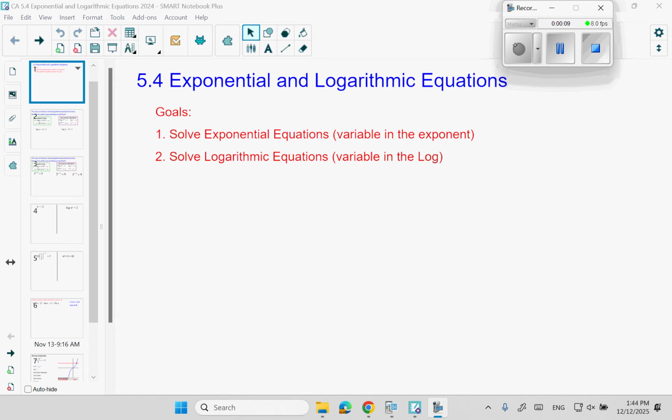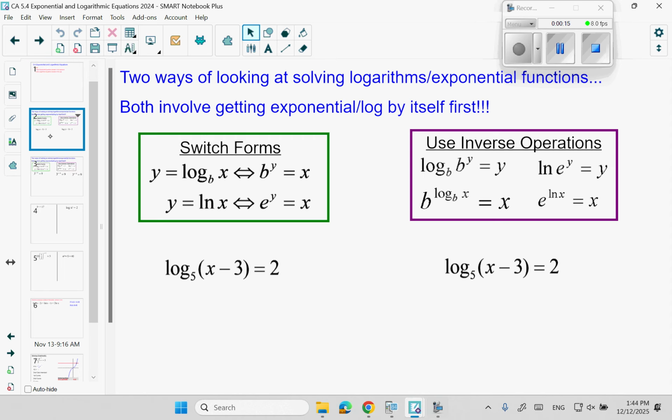So we're going to start solving today, or we touched on that a little bit in 5.3, but we're going to expand on that concept. So here, one thing we need to remember is switching forms. I always call it spiraling, where you start from the bottom and spiral out, so you get b to the y equals x. Remember that the implied base for natural log is an e, so the exact same idea works there.